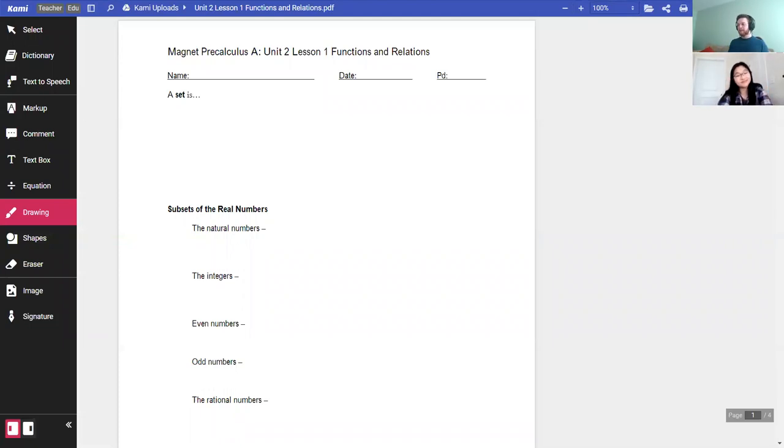All right, let's go ahead and get started. Unit 2, Lesson 1, Functions and Relations. Two words that we have yet to define. And this first page doesn't even address them. But we need to build up to those words. It requires some vocabulary.